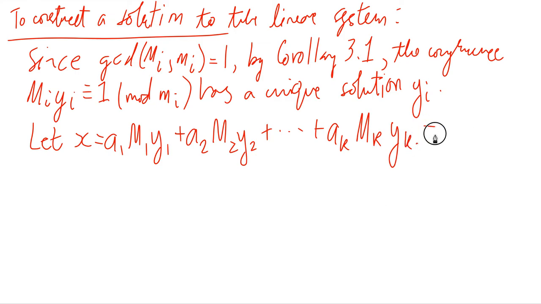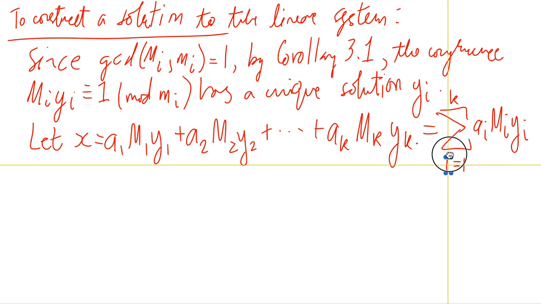So this can be equal to the summation of a sub i big M sub i and y sub i for all i's, coming from 1 to k. So that's including all the i's, including the j here. But if we're going to exclude the j, we need to have some tweakings there.